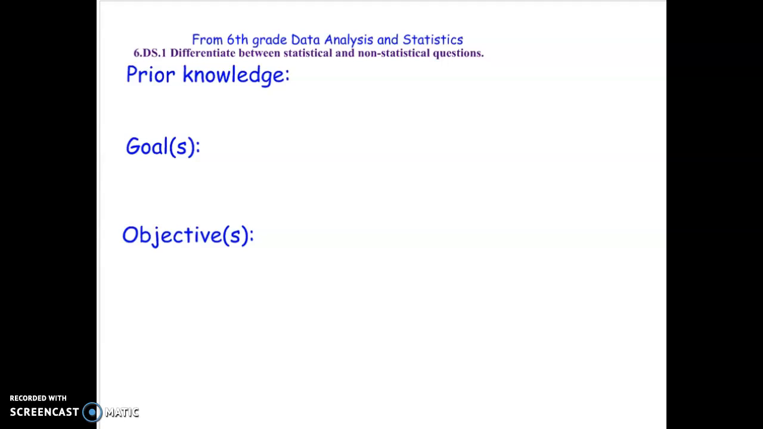So you just want to make a little statement: my students don't have any prior knowledge of this. This is the first time they've seen this topic, or something like that. Okay, so let's talk about goals. Again, your goal is big. Your goal can fit quite a lot of standards underneath it.